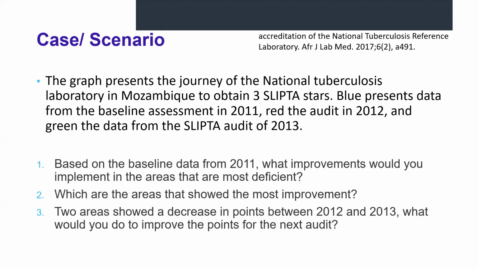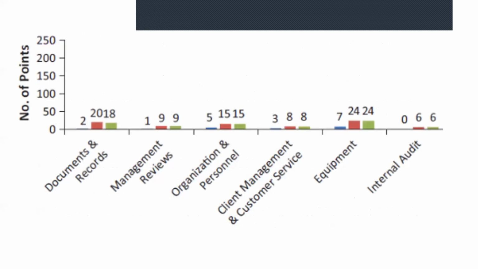So the questions I have: based on the baseline data from 2011, what improvements would you implement in the areas that are most deficient? Next, which are the areas that show the most improvement? And which are the areas that show a decrease in points between 2012 and 2013, and what would you do to improve the next time around? Okay, so here comes the first part of the graph.